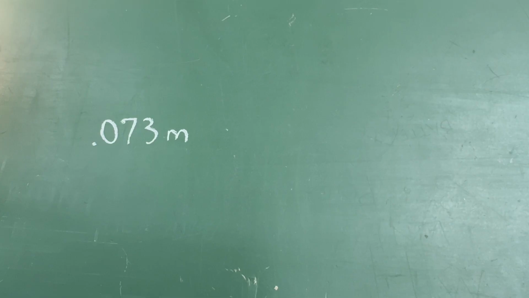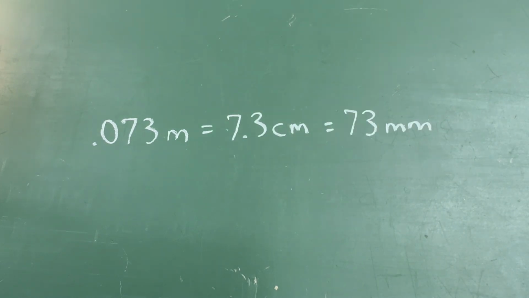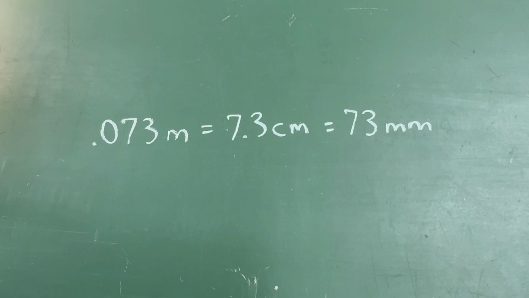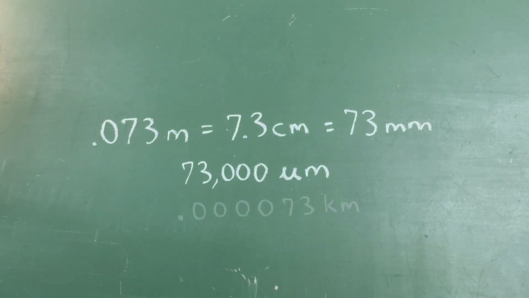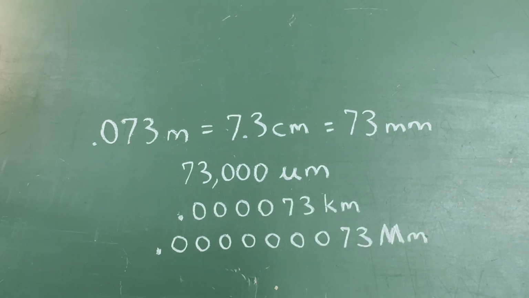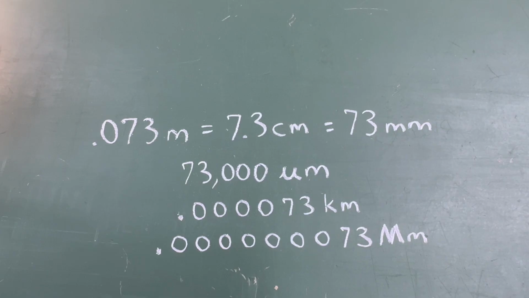0.073 meters equals 7.3 centimeters, which equals 73 millimeters. All of these refer to the same measurement, even though each uses a different prefix. We could express this in micrometers, kilometers, or even megameters if we wanted to, but for typical ruler and tape measure measurements, it would be unreasonable to express our measurement with so many zeros. Let's look at another example.